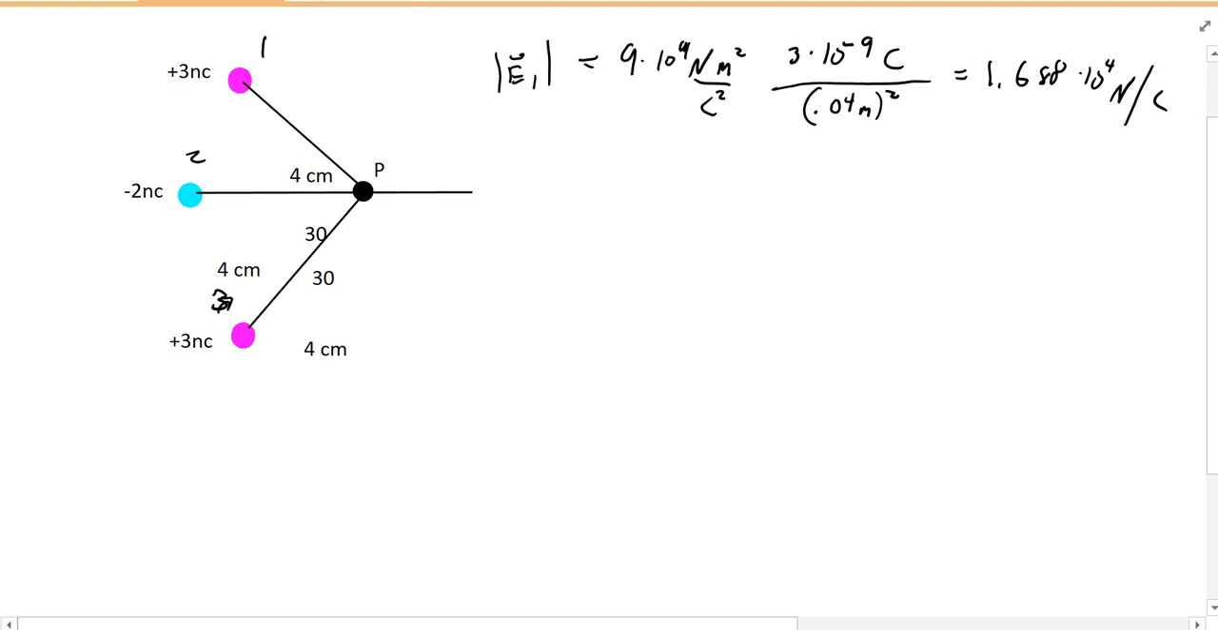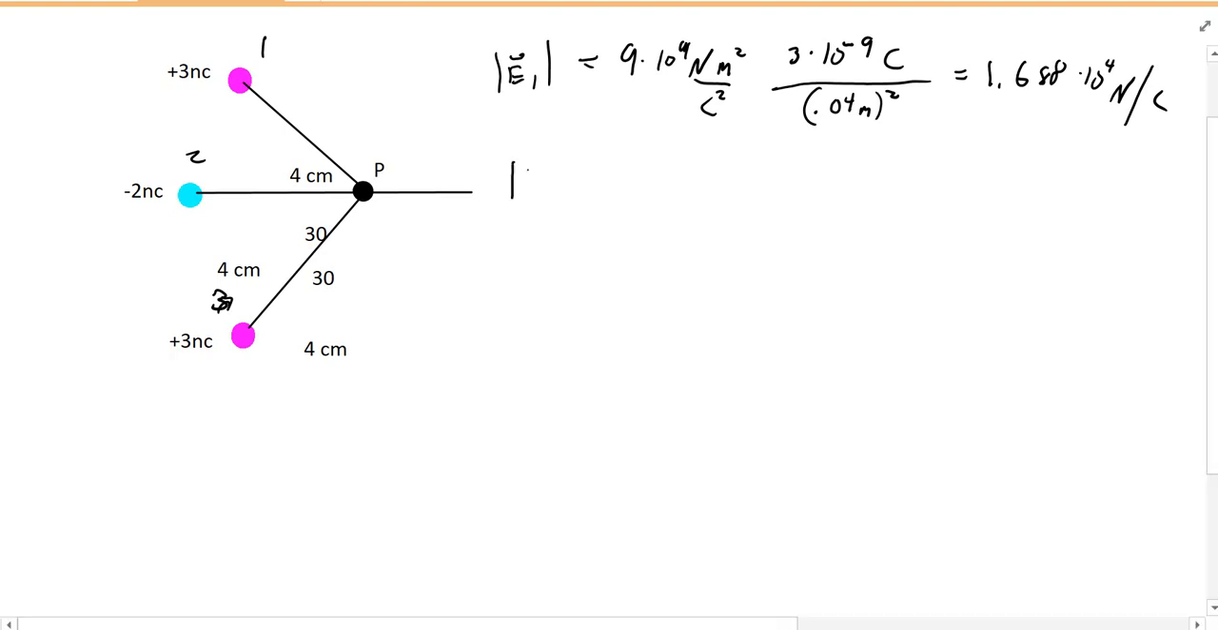Now, that's just the magnitude of the electric field due to charge 1. That doesn't tell us anything about the direction. We'll have to get the direction later, and we'll do that in the next step. First, let's just find the magnitudes.